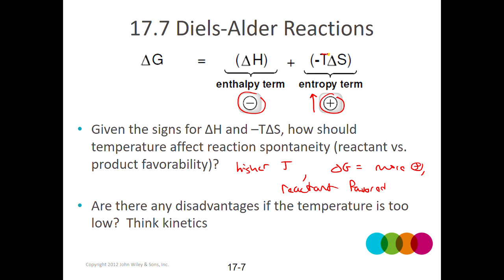If we decrease the temperature more and more and get it as low as possible, this term, even though it will remain positive, will start to decrease. It will start to approach 0, and it won't be very significant, in which case the negative delta H term will make delta G more and more negative, or more and more product favored. So the lower the temperature, the more product favored it will be.